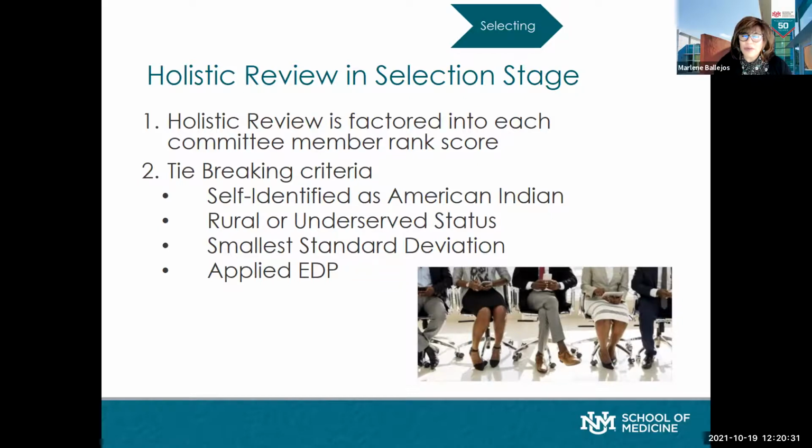And so the first tie-breaking criteria, if they self-identified as American Indian, then they're going to go to the top of the list, because we certainly are trying to recruit this group of applicants. And then also applicants who come from a rural or underserved status, they get the second criteria. And then the committee wanted the smallest standard deviation, so closer to the mean, that's the third ranking criteria. And then if they apply to us early decision and made that commitment to us, that's also part of our tie-breaking criteria that we utilize.